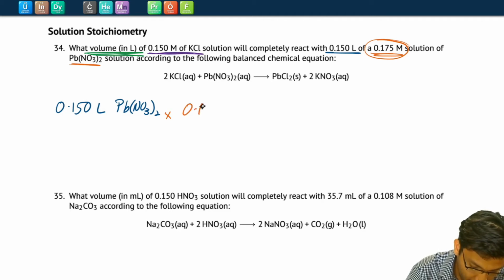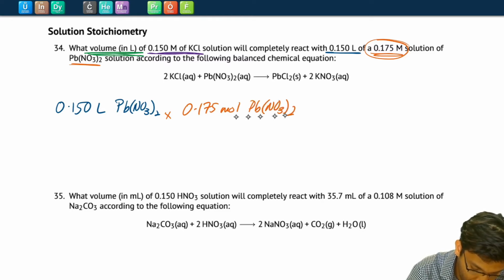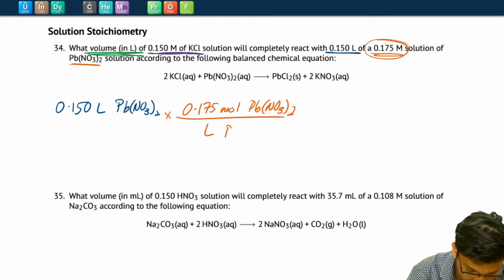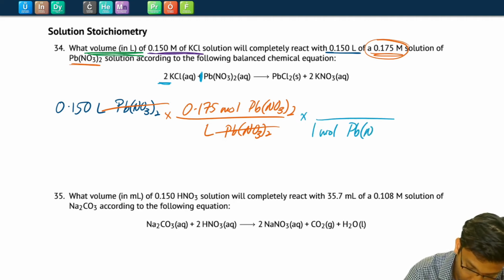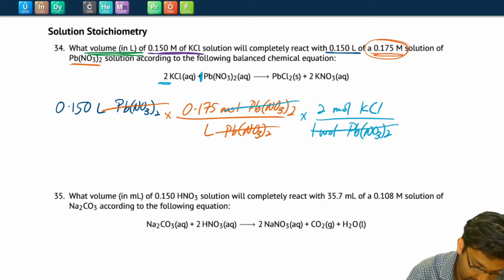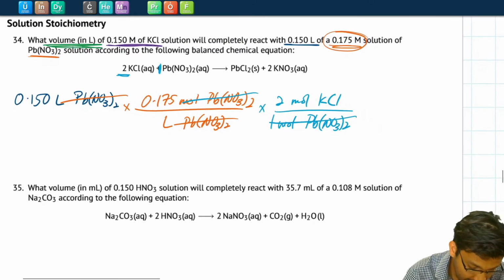So 0.175 moles of lead nitrate per liter of lead nitrate. So that cancels out. Now that we have moles of lead nitrate, we can use our mole ratio. We know that 1 mole of lead nitrate reacts with 2 moles of KCl. So that cancels out. And now that we have moles of potassium chloride, we can find the volume of potassium chloride by using its concentration.